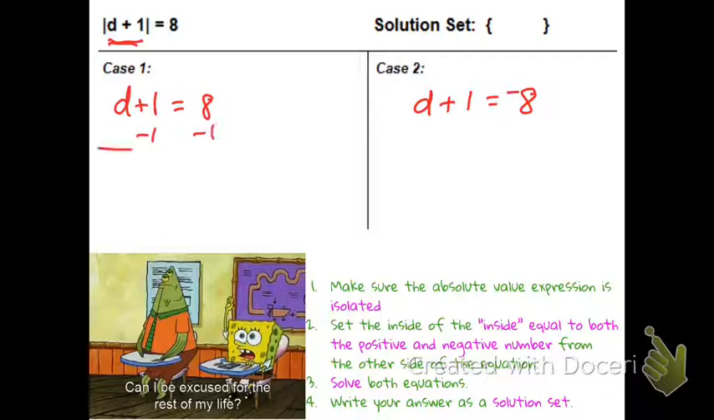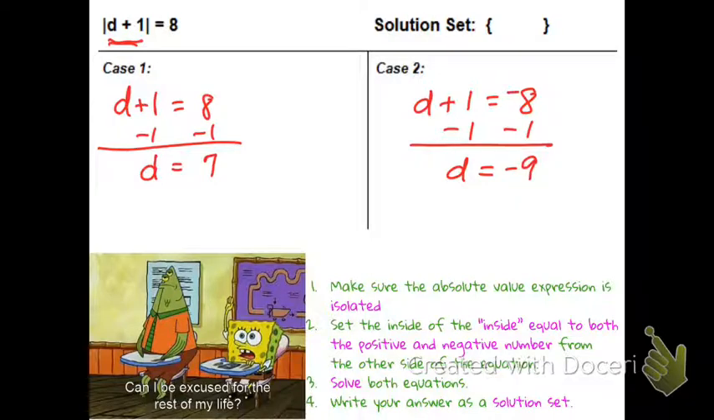So if I subtract 1 from both sides, I see that d is 7. And in this case, when I subtract 1 from both sides, I see that d is negative 9. So it's not always going to be the positive and negative of the same digit. So in this case, it's negative 9 and 7.